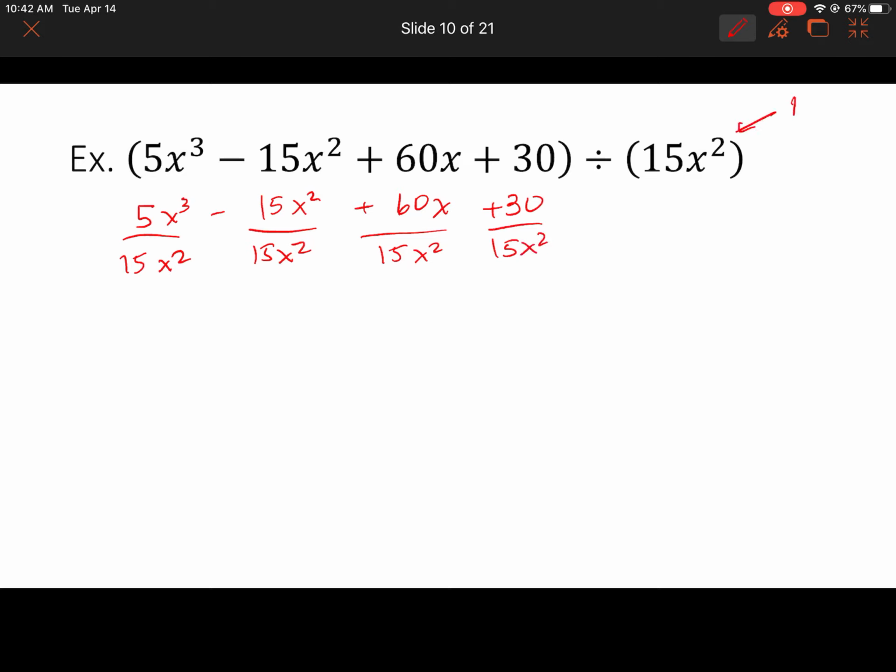Because this is of degree 2, our remainder can only be of degree 1 or of degree 0. All right, so let's go ahead and look at the rest.